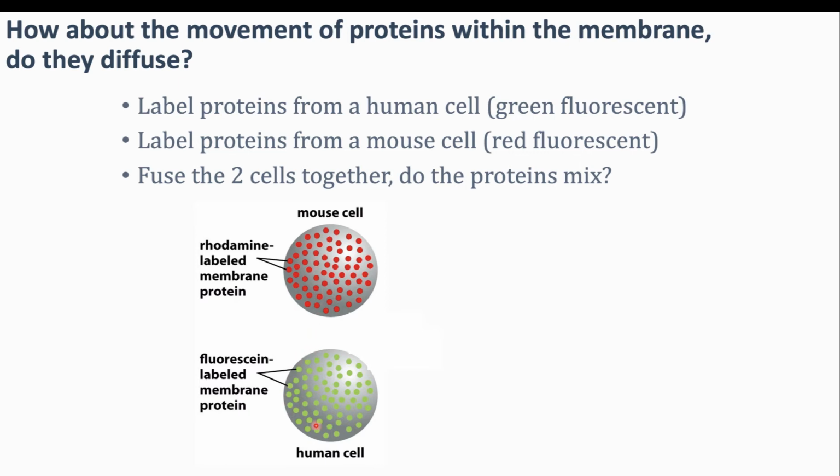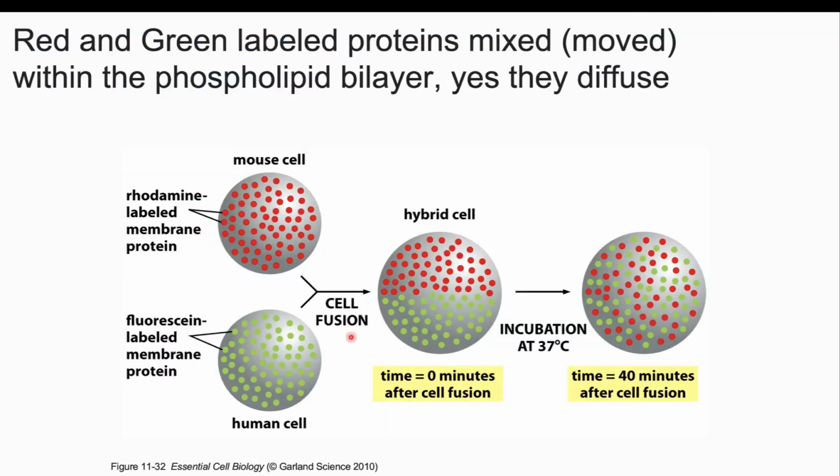We have another cell, in this case a human cell, where there is a membrane protein that is labeled with fluorescein, which is green. You can take these two cells and pass a current across them and fuse them. When this happens, you get a hybrid cell that is part mouse cell with the red proteins and part human cell with the green proteins.